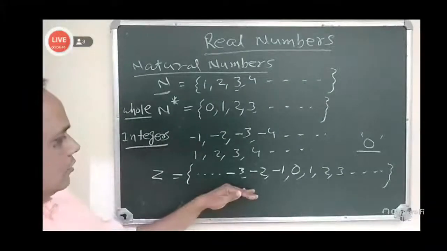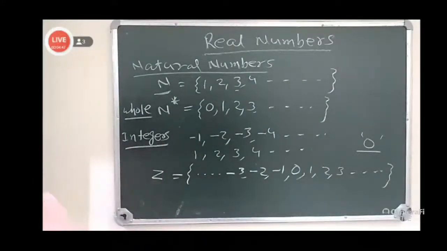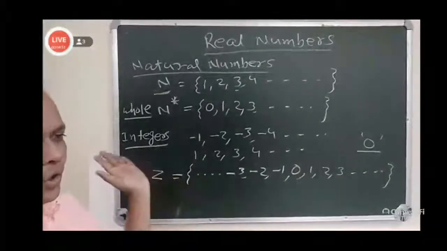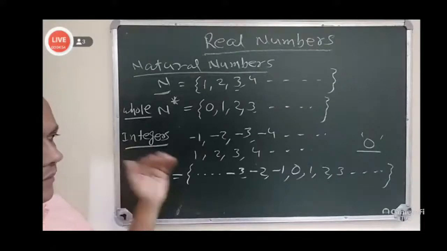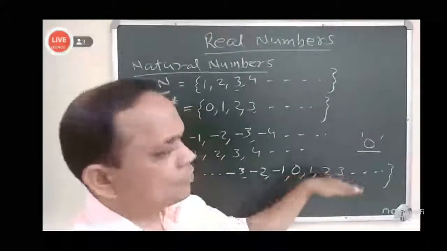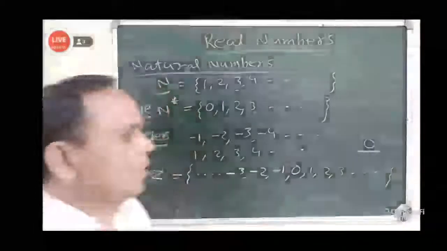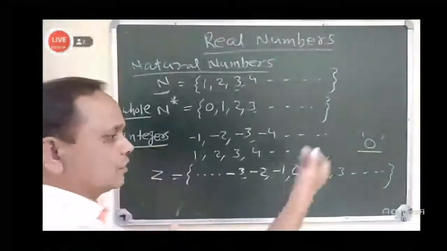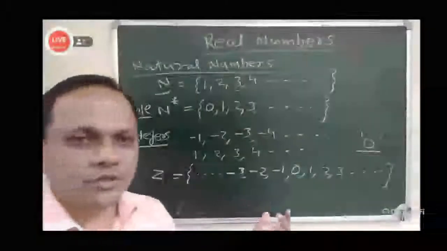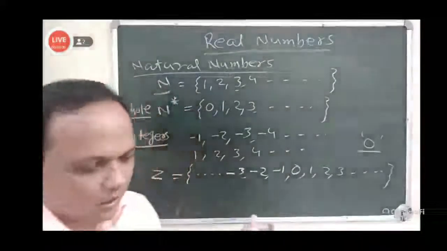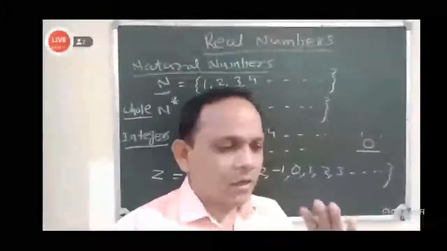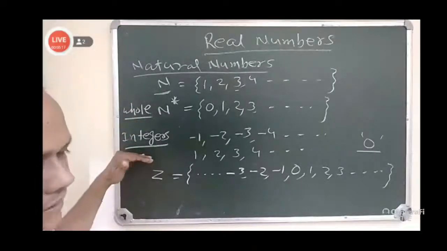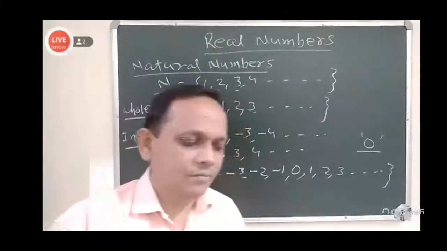When we consider the integers, which is the lowest integer? We cannot say. On the lowest side it extends up to infinity, and on the higher side it also extends up to infinity. So the lowest integer we cannot say, the highest integer we cannot say. After natural numbers, whole numbers, integers, then come rational numbers.